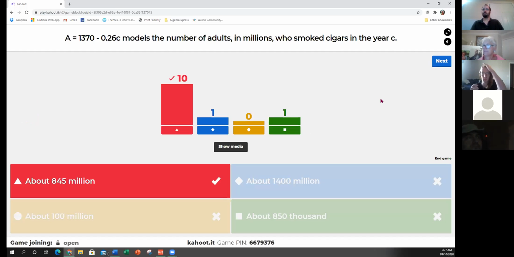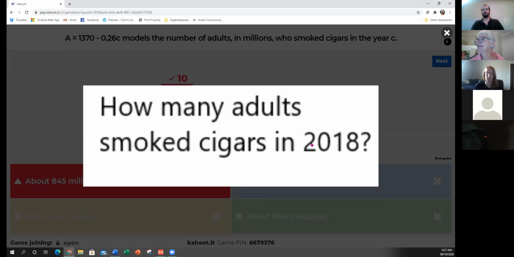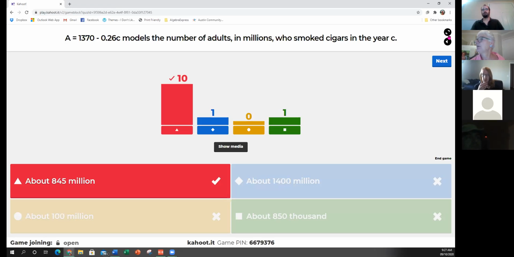Good. So all you had to do was take the number 2018 and plug that in for c and simplify that. And I got 845.32, which is close to 845 million.